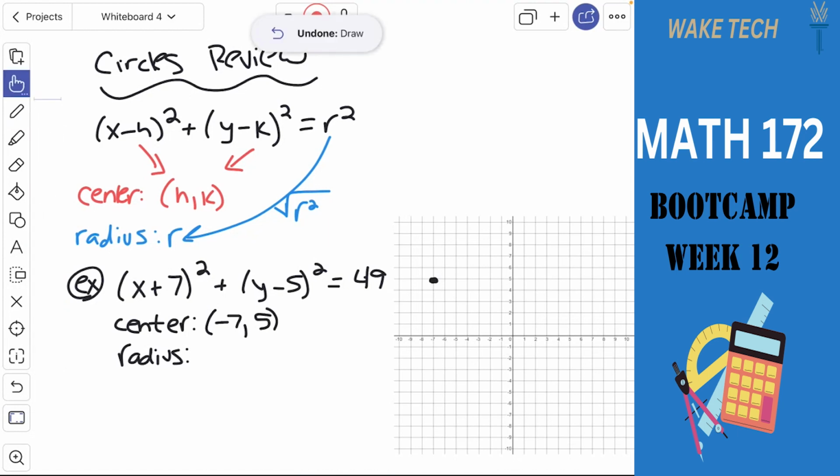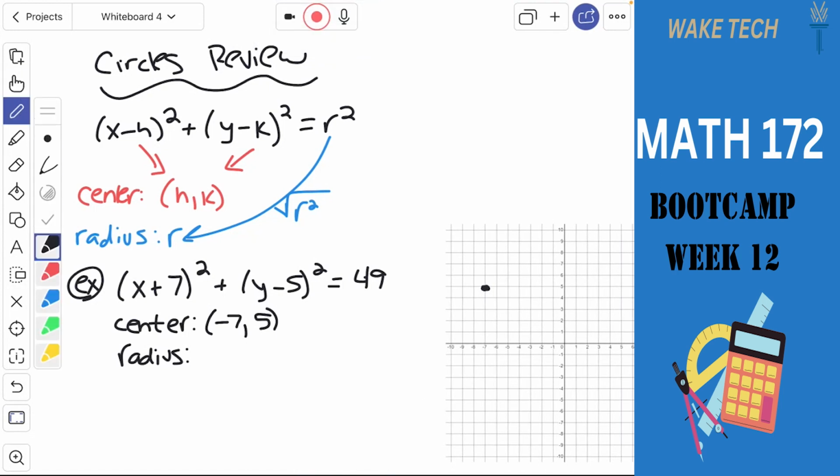And the radius is the square root of 49, which is 7. So what that tells us, knowing that the radius is 7, we'd like to get a few more points on the graph so that we can use those to connect the dots and make the graph. We'll travel left, right, up, and down 7 units from the center. So right 7, down 7, up 7, 1, 2, 3, 4, 5, somewhere about there, and then left 7, 1, 2, 3, 4, 5, 6. So somewhere maybe right over there, and then we'll connect the dots to make the graph.